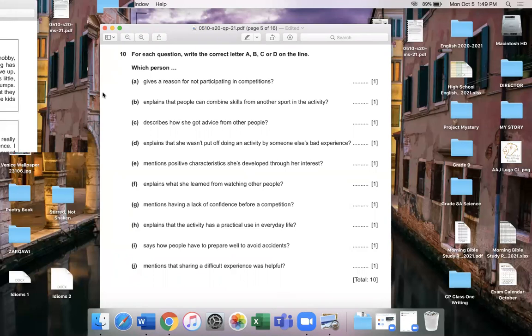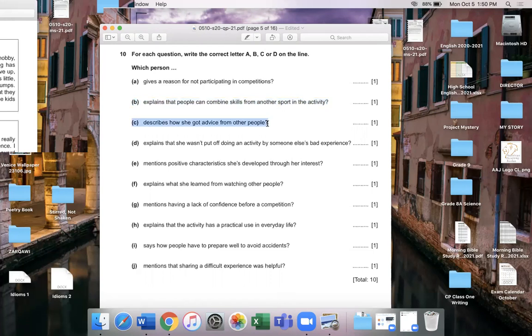So the first one says, gives a reason for not participating in competitions. No, I don't think so. She didn't even mention any kind of competition. Letter B explains that people can combine skills from other sports in the activity. No, not really. She said that older kids taught her how to do some skills, but it's from the same sport. It's from skateboarding.